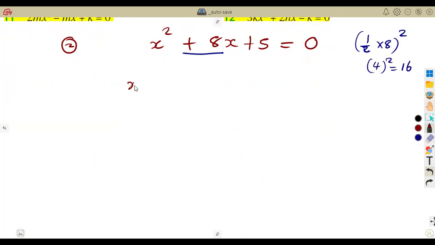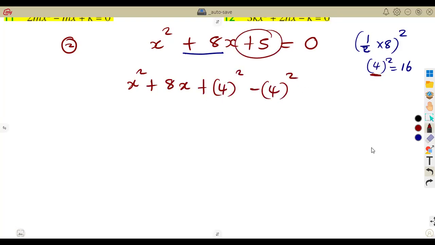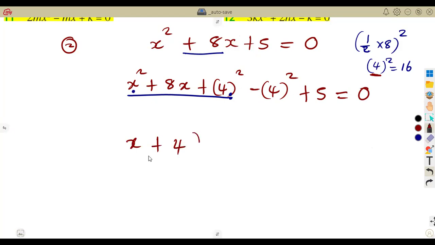We add, then subtract that. So it is going to be x squared is 4 squared. We also subtract that. And that's equal to 0. So let's say we are dealing with the x and the 4, the first and last term. So that's (x plus 4) squared. It's positive as it is. Then this is minus 4 squared plus 5, which is the same as minus 16 plus 5. Combining minus 16 plus 5 gives us minus 11.